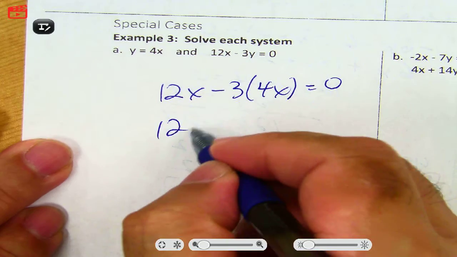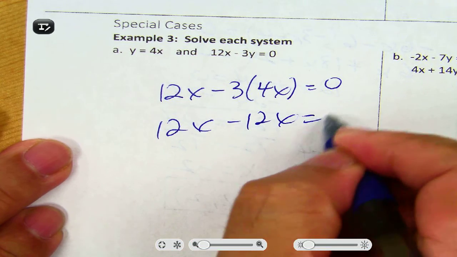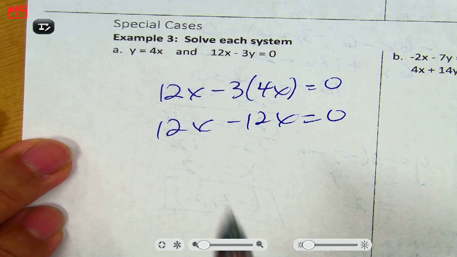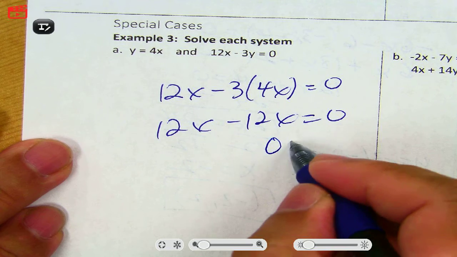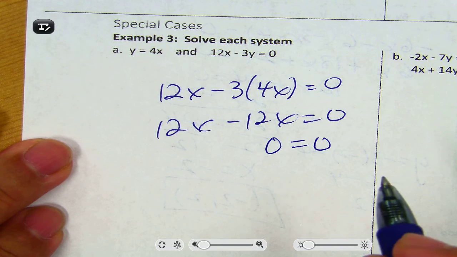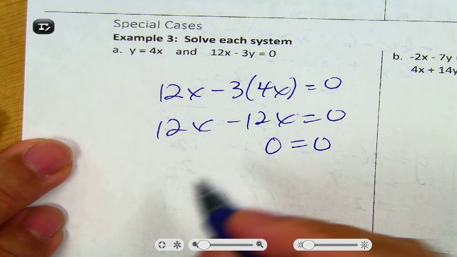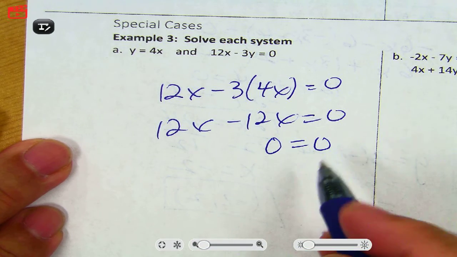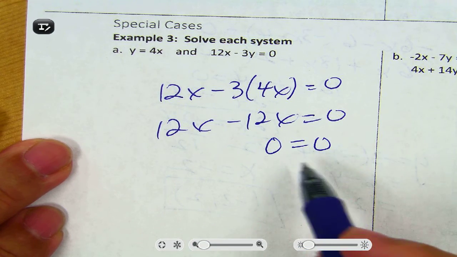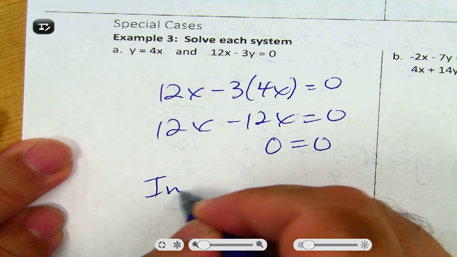So I got 12x minus 12x. What's 12x minus 12x? It's 0x, or just 0. So that's a true statement. If the variables disappear and you get a true statement, it's infinitely many solutions.